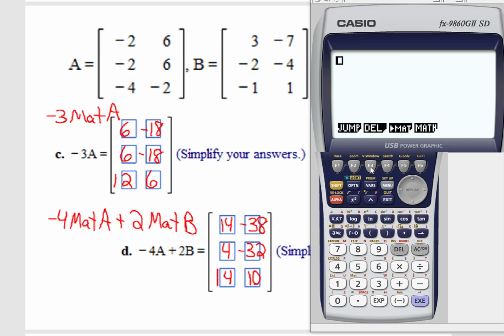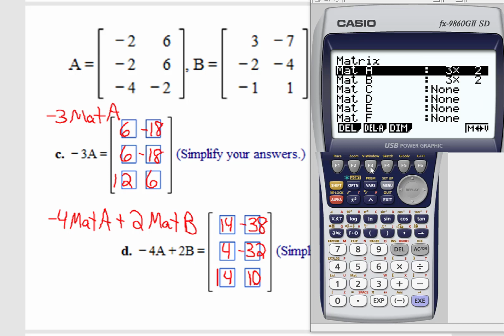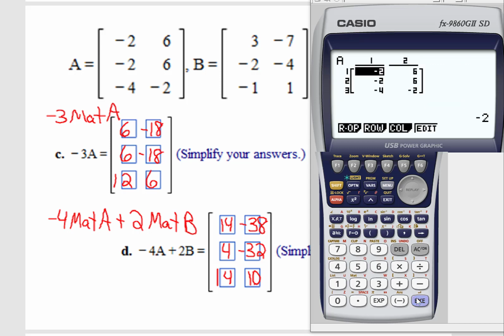Okay, so F3 to get to matrix. I still have a 3 by 2. So I just pressed execute because I didn't have to. Now, if I wanted to change the order of my matrix, so the dimensions of my matrix, then I would have started entering the values, right? But because it's still a 3 by 2, I just pressed execute and it took me straight to the matrix.